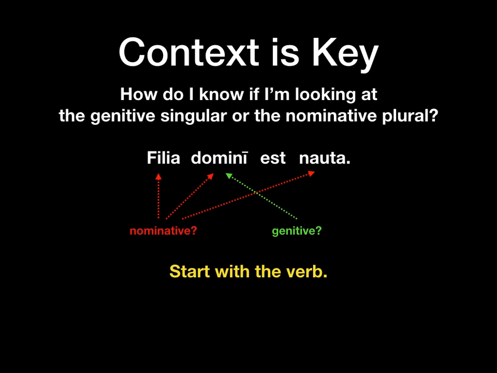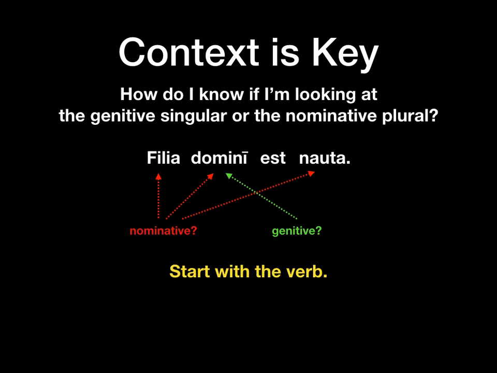Here, the verb is a form of sum, est, which is third person singular. If a verb is third person, it means that we can look for a subject in the nominative. If it is first or second person, that means we already have a subject, I or you, and there may be more information about me or you, but not necessarily. Here we do want to find a subject in the nominative, and we want it to match the number of the verb. The verb is singular, so we need a singular nominative subject.